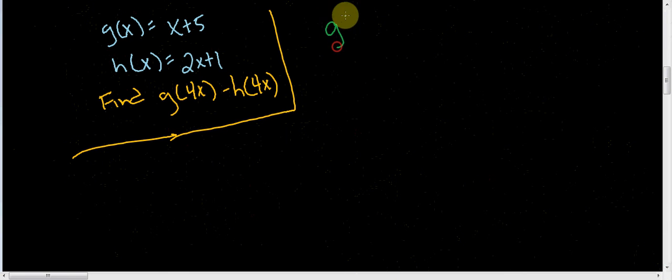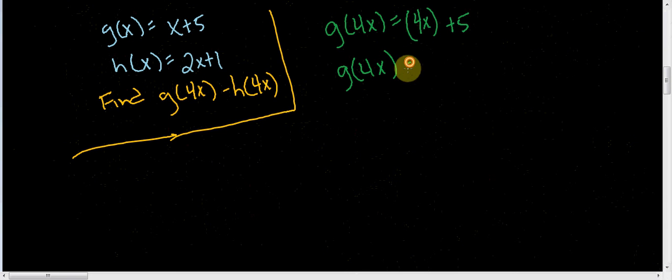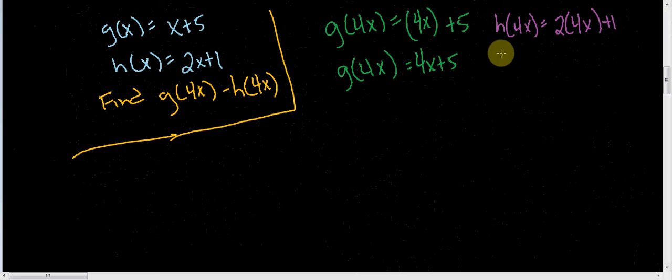Let's figure out what g of 4x is first. I'm going to put 4x in everywhere we see x in our function g. So it's pretty simple for this one. G of 4x is 4x plus 5. Then we want to find h of 4x. So that gives us 8x plus 1.